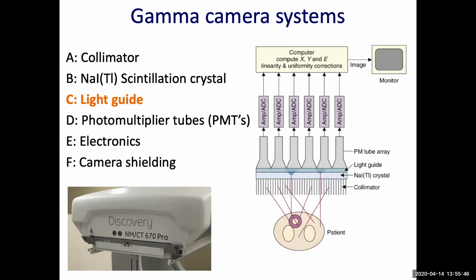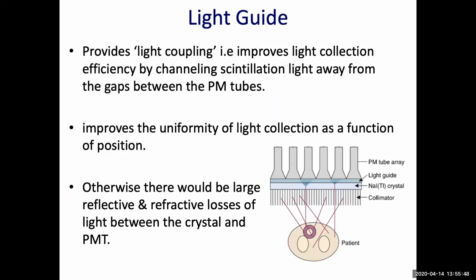The next component of the gamma camera is called the light guide. The light guide provides light coupling between the crystal and the PMT, the photomultiplier tube. The purpose of the light guide is to improve light collection efficiency by channeling scintillation light away from the gap between the PMTs. So there is a gap between PMTs. The purpose of the light guide is just to guide the light photons to go to the PMT and be detected, not to go to the edges. So it enhances the collection of light photons by the PMT.